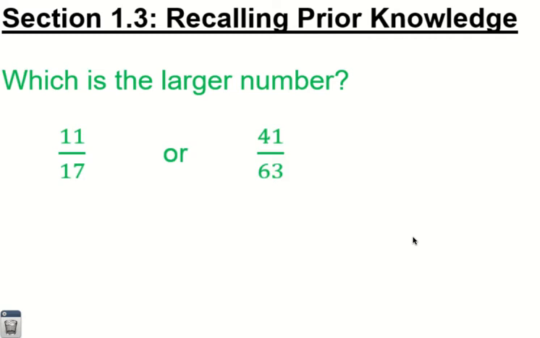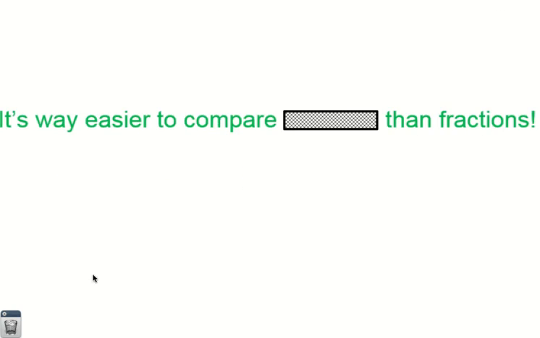So, a question: which is the larger number? What's larger, 11/17 or 41/63? Which one's larger? Is it easy to tell? Here's my point, to cut to the chase. It's way easier to compare what than fractions? What would be easier to compare than two numbers that are in fraction form? Decimals.